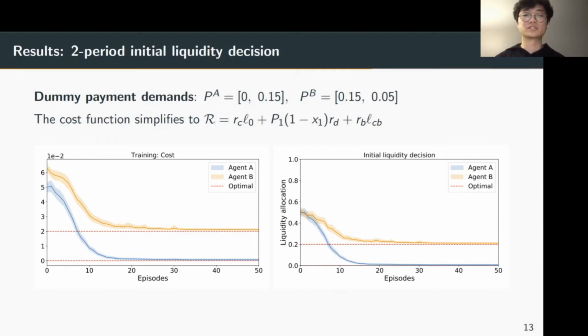The solid blue and orange lines in the graphs represent the average costs and decisions made at each learning episode across the 50 independent trials. The band represents the 99% confidence interval. The dotted line is the optimal cost and decision in each case derived from the analytical solution. The plots show us that our reinforcement learning agents were able to learn to allocate liquidity exactly as expected, giving us final optimal costs of 0 for agent A and 0.02 for agent B.